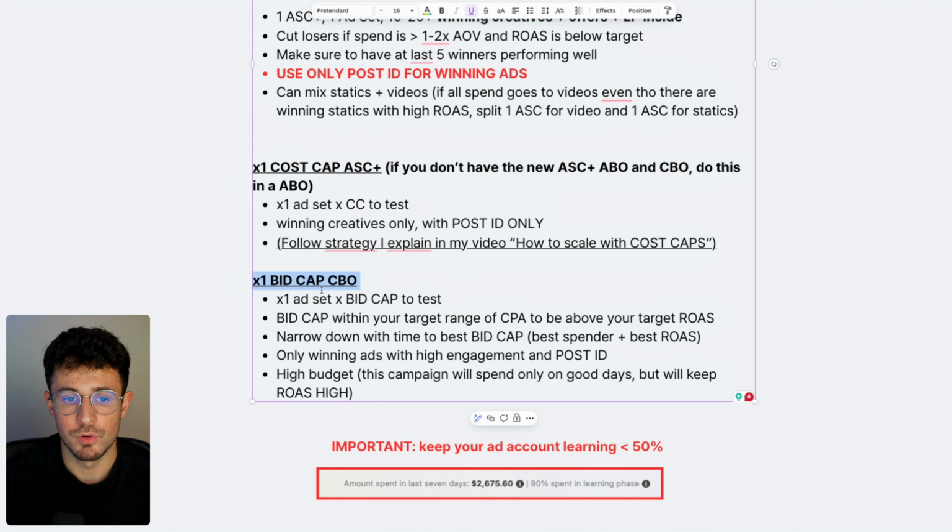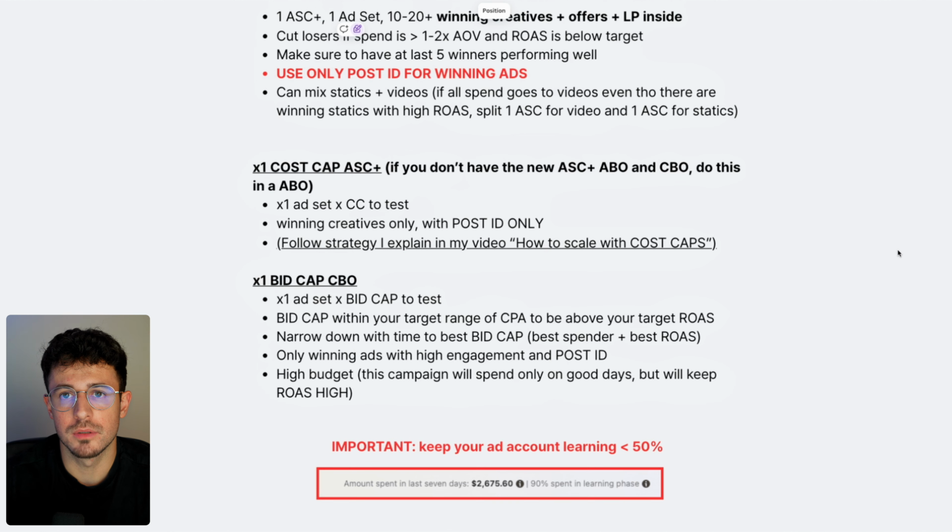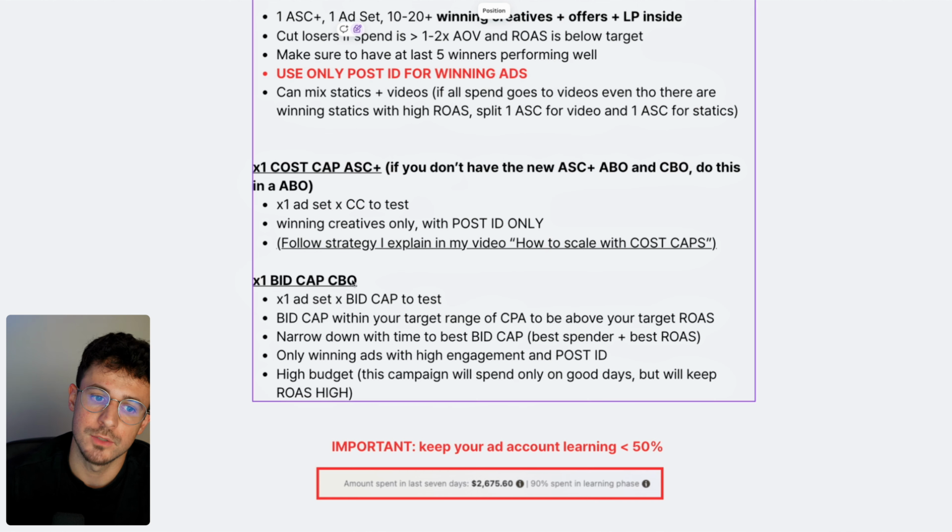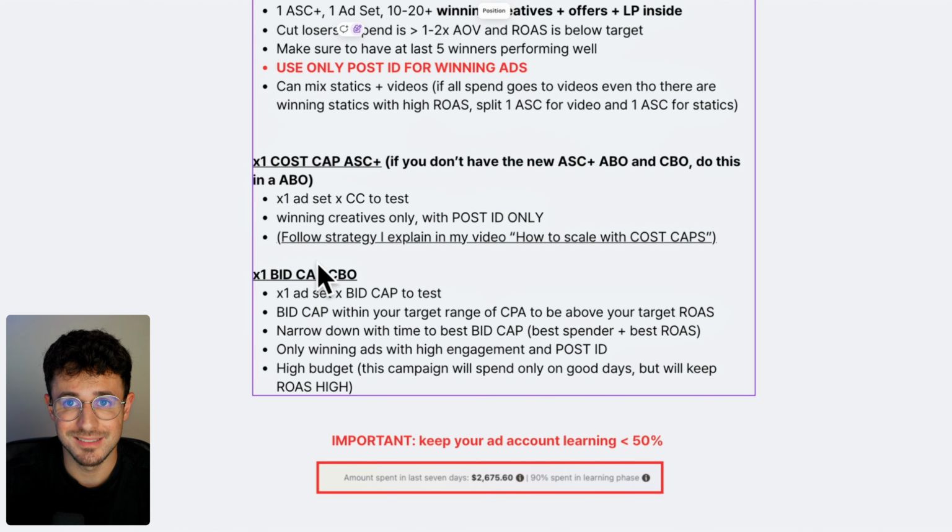That's why for the bid cap, you want to have a very high budget, because there are some days that are just good and Meta is going to spend all the budget possible. So Meta sometimes is going to spend 2K, 3K a day, and then other days it's going to spend like 20, 30. But that's okay, because it means that in those days, if Meta would have spent, the return on ad spend would have been very, very low, and you don't want to find yourself in that situation, right? So that's why we wanted to introduce bid cap. And this is how you keep a stable return on ad spend while you're scaling to 5K plus per day.